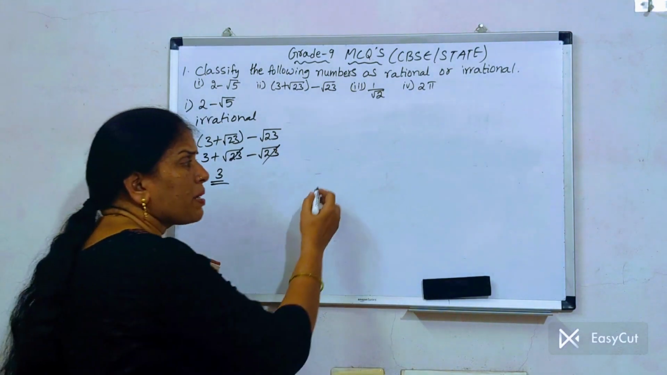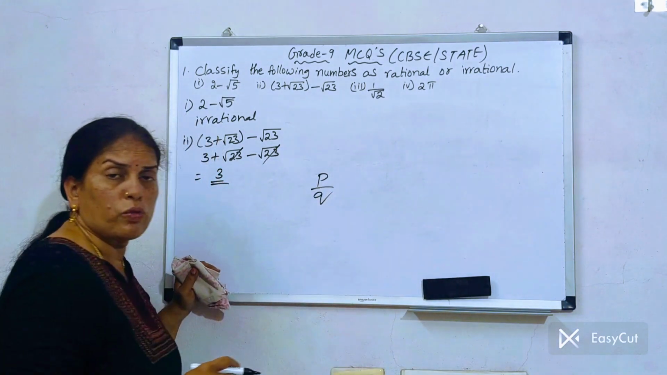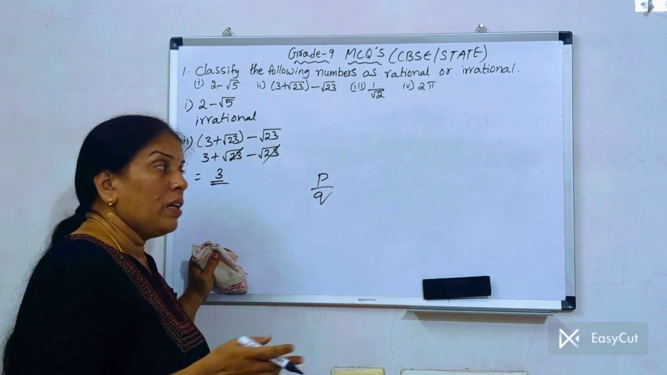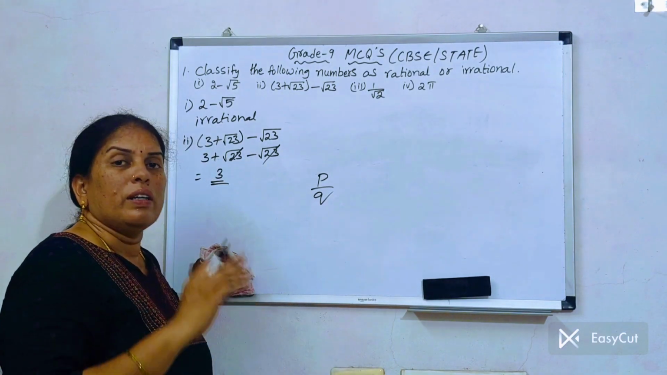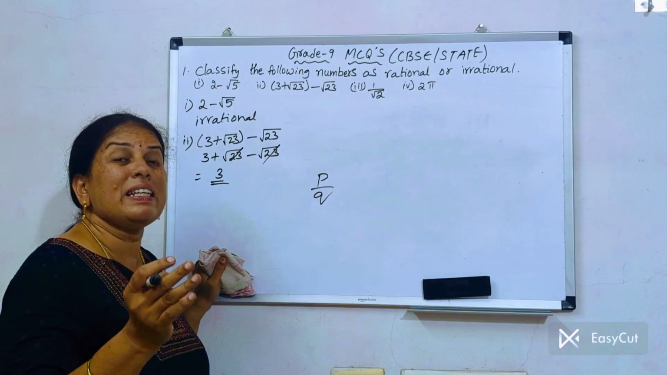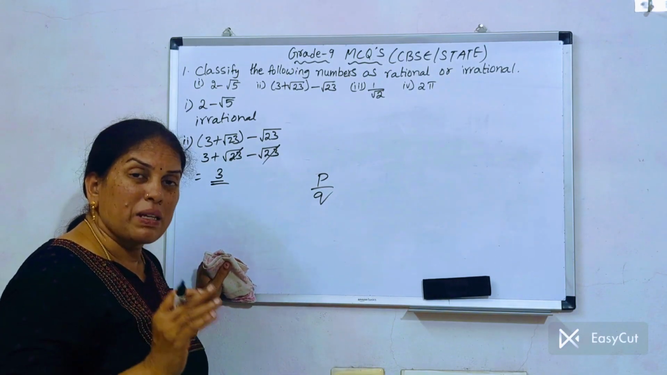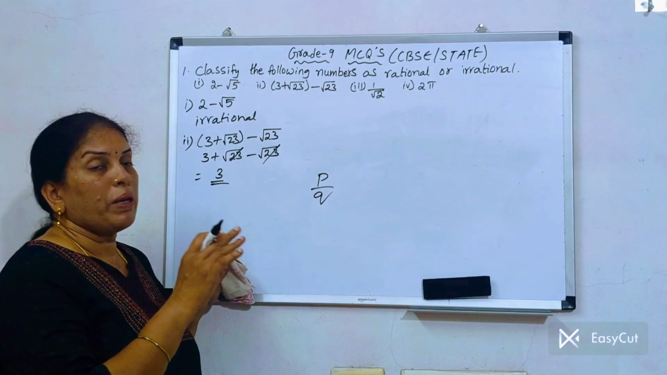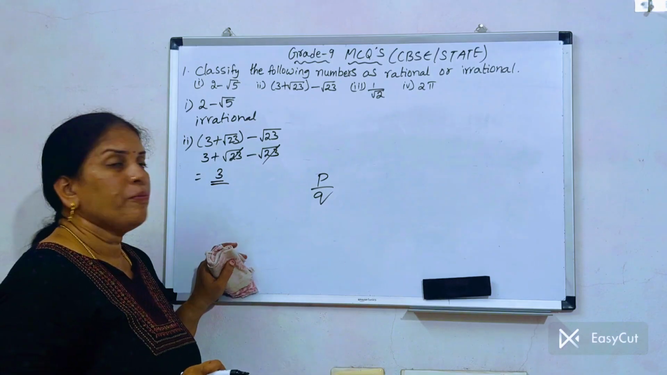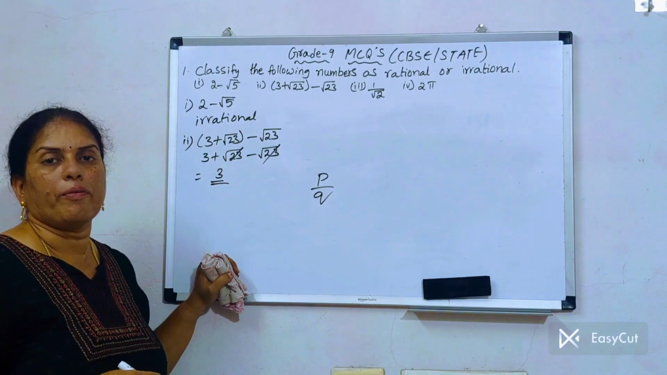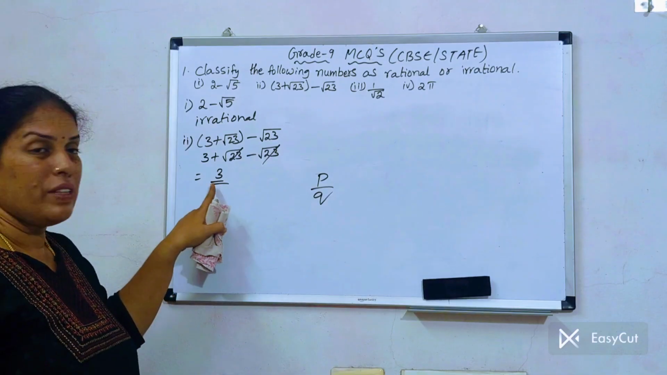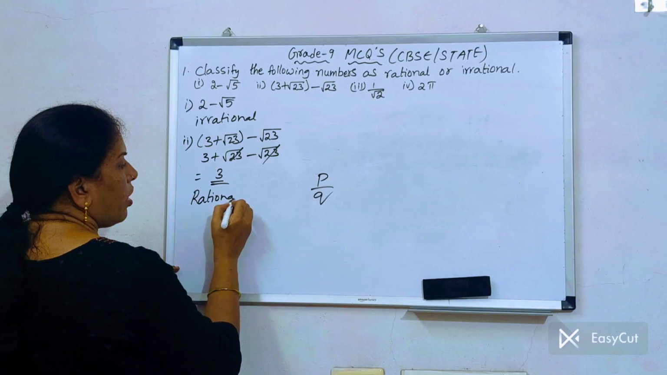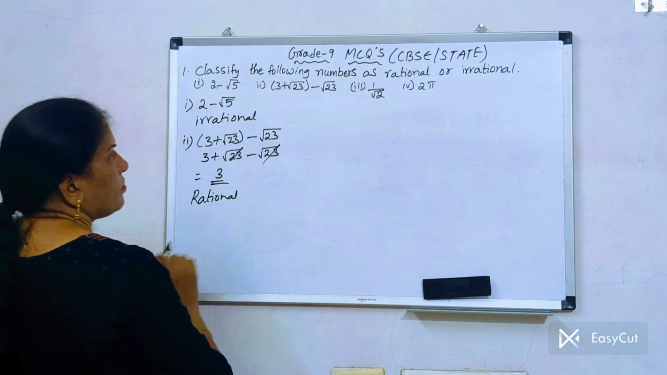Rational numbers do not mean only p by q forms, like 1 by 2, 2 by 3. Rational numbers will include natural numbers, whole numbers, integers also. Positive numbers, negative numbers also will be there. Natural numbers will be there in rational numbers. p by q forms will be there. And whole numbers, 0 also will be there. All of you understood? So this is a rational number. Rational. All of you understood? Next one. Third one.